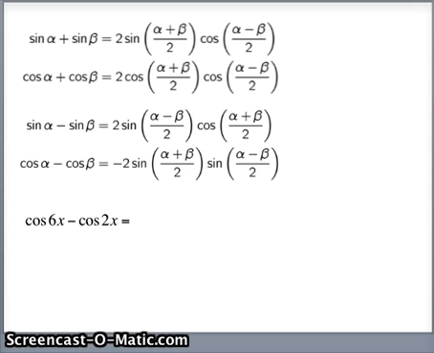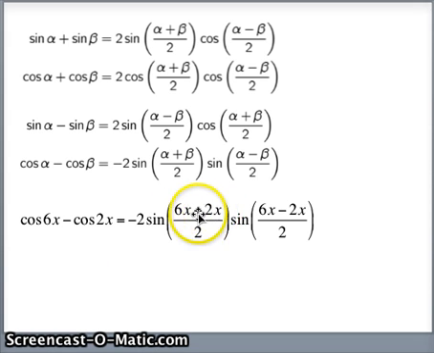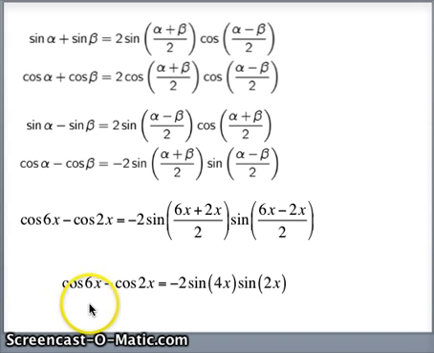Continuing, if I have cos 6x minus cos 2x, which formula to use? This fourth one, alpha will be 6x, beta will be 2x. So we'll get negative 2 sine of (alpha plus beta) over 2, which is (6x plus 2x) over 2, times sine of (alpha minus beta) over 2, which is (6x minus 2x) over 2. 6x plus 2x, 8x over 2 is 4x. 6x minus 2x, 4x over 2 would be 2x. And sure enough, that's what we get. So another equivalent representation: cos 6x minus cos 2x is negative 2 sine 4x sine 2x.